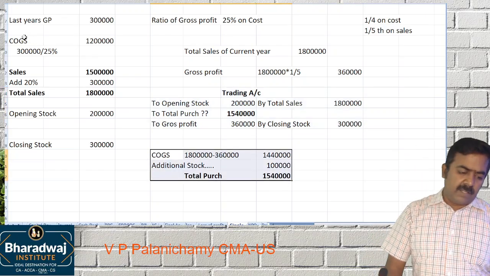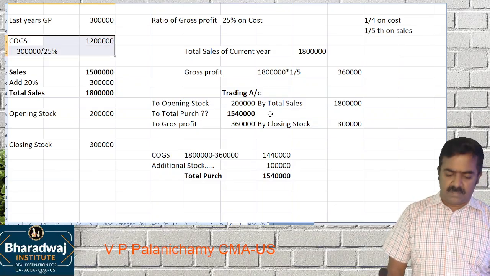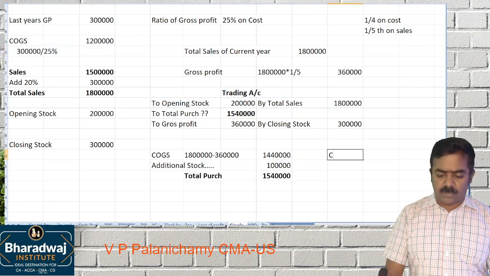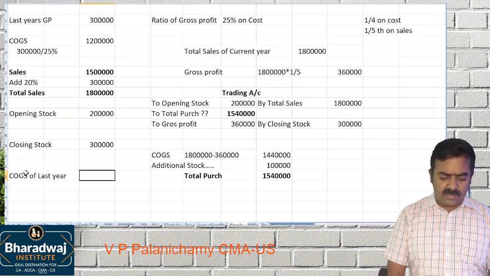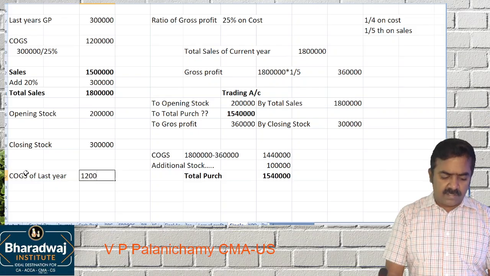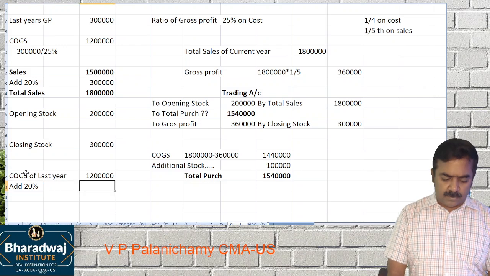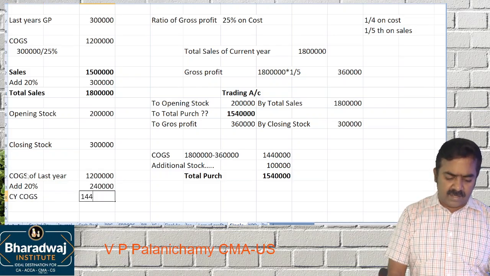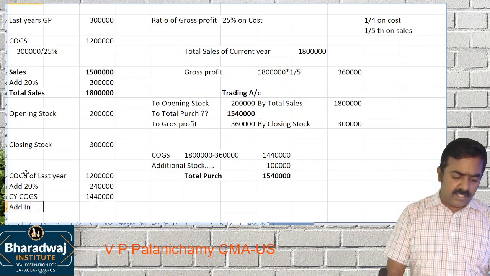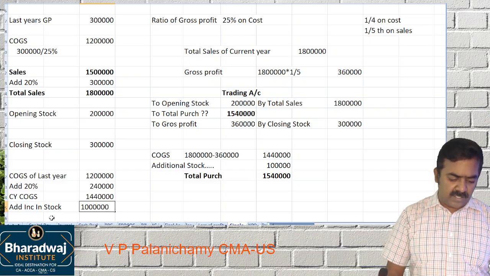Okay, wait. What is last year's cost of goods sold? 12 lakhs. You can work it out that way too. This year sales level increased by 20%. Cost also would have gone up by 20%. So there will be 2,40,000 extra. This is your current year cost of goods sold. What will the current year cost of goods sold be? 14,40,000. Add the increase in stock level. By how much? 1 lakh. So 14,40,000 plus 1 lakh.